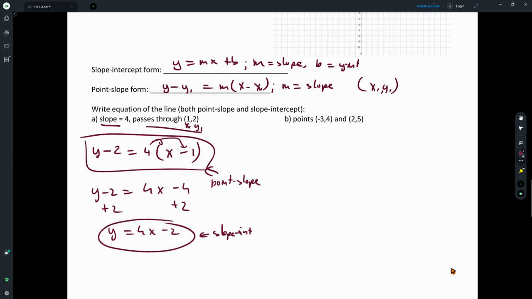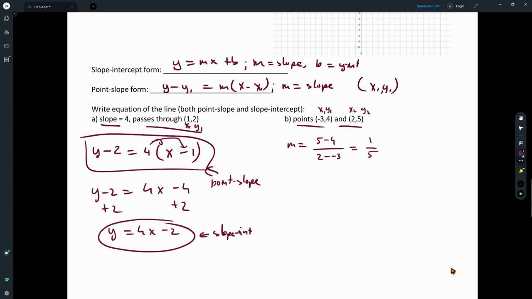And when they give you 2 points, you have to find the slope first. So let's call this x1, y1, x2, y2. And then you find the slope, y2 minus y1, so 5 minus 4, over x2 minus x1, 2 minus negative 3, which gives me 1/5. So now you have the slope and the points.